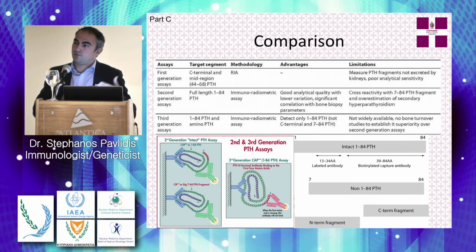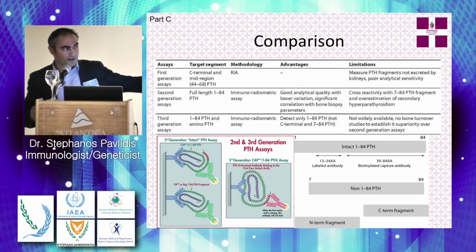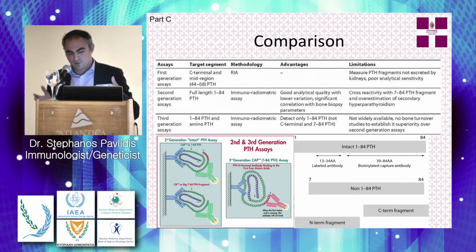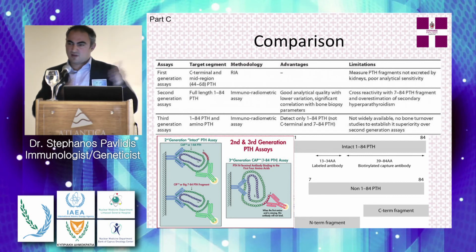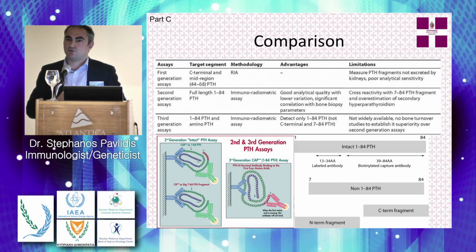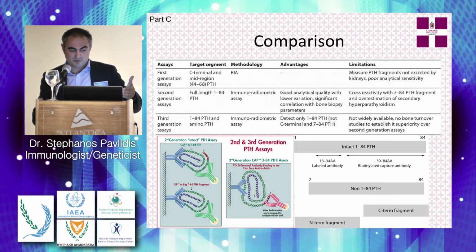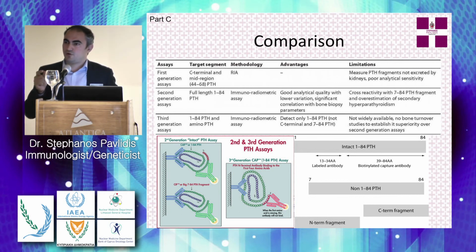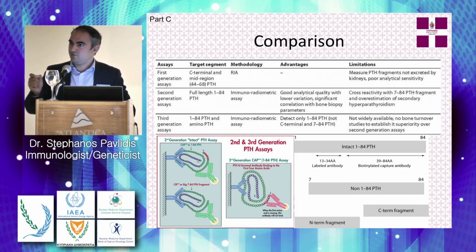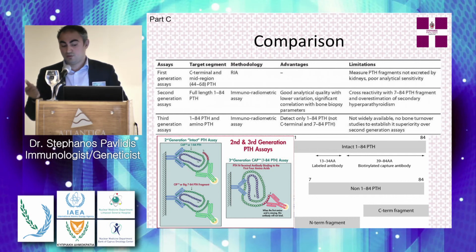when this happens, we have the identification of other fragments as well, which are truncated, missing, for example, the first part. And you can see on the left of the slide a few of the fragments, like the intact 1 to 84 amino acids, and the 7 to 84 amino acids, missing the first 7 amino acids, and then we have the N-terminal or C-terminal fragments based on the various antibodies. And then you can see the difference between the second and third generation, whereas the third generation is more specifically directed at the first amino acids. Therefore, the result is giving you the intact PTH hormone without recognizing any other fragments.